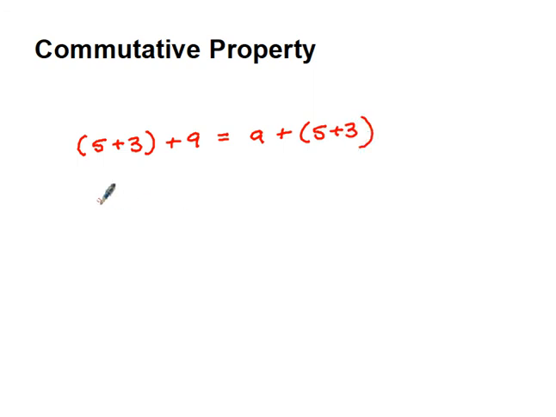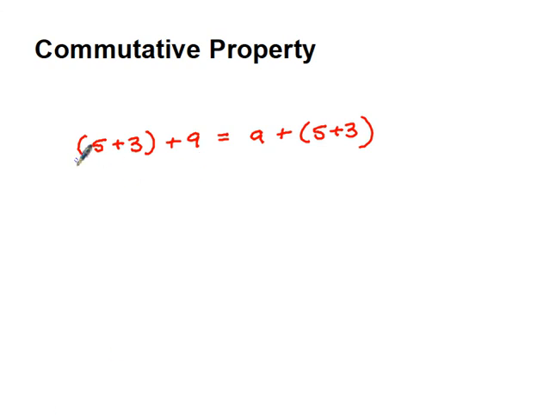Well, most students would look at this and say, I don't see the commutative property here. What I think this might be is the associative property, simply because they see parentheses. Well, just because you see parentheses does not automatically assume we have the associative property. As a matter of fact, in this example, this is an example of the commutative property, and here's why.